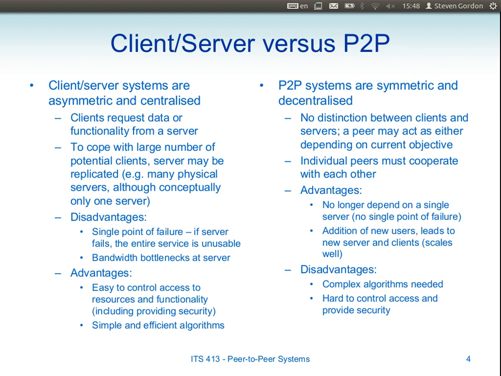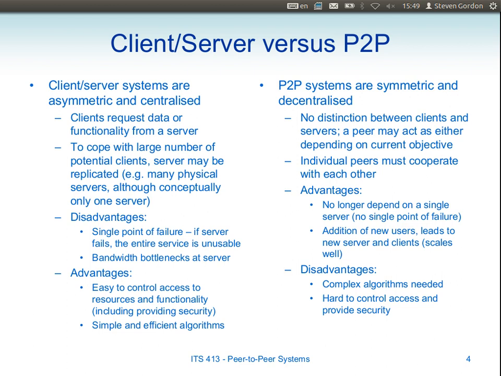Now, if there is a large number of clients accessing that server, then the server may be replicated. Think of the Google web server. There's not just one computer that runs it. The same website is replicated across many physical servers, in fact geographically separated. But conceptually, there's one server. The problem with a client-server system is that if the server fails, no clients can access that service. So the entire service becomes unusable if that server fails.